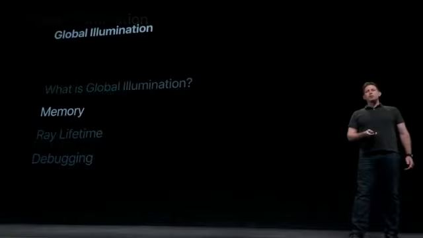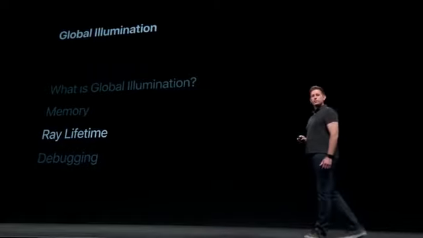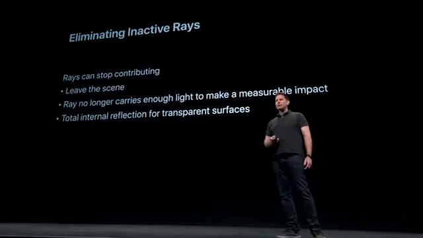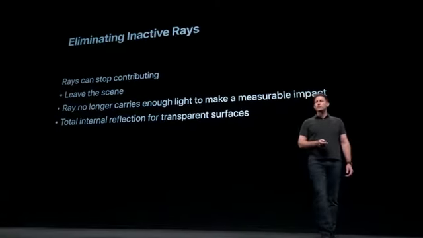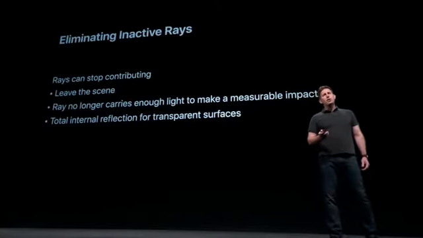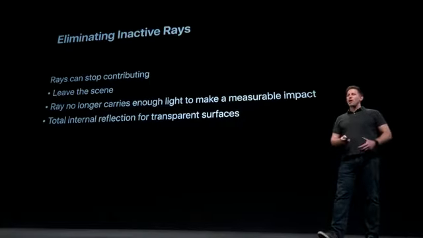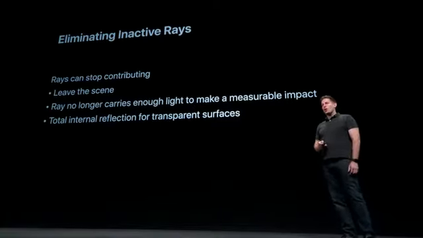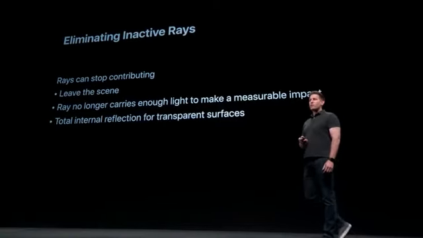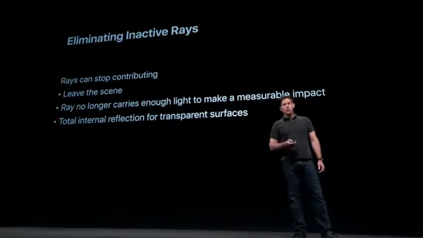That covers our memory topics. Now we'll discuss managing the lifetime of your arrays. As your array bounces around the scene, it can stop contributing to the final image for a variety of reasons. First, it may leave the scene entirely. Unlike the real world, your scene takes up a finite amount of space, and if the array exits it, there's no way for it to make its way back in. If that happens, we typically evaluate an environment map to get a background color, but that array is effectively dead.